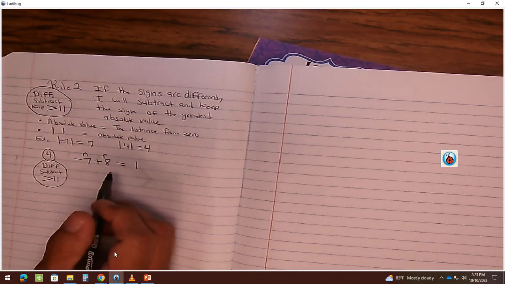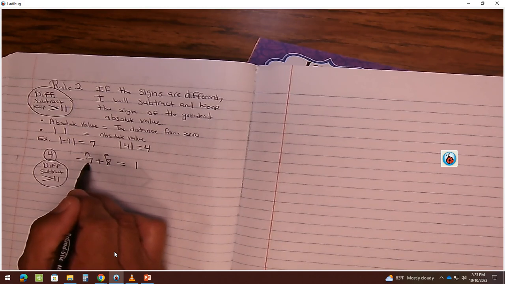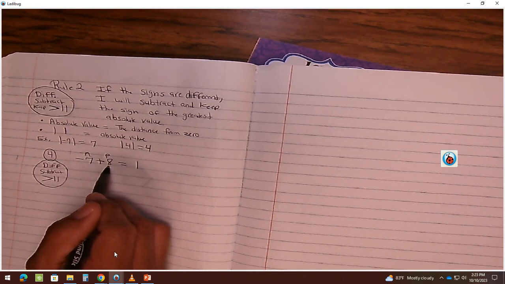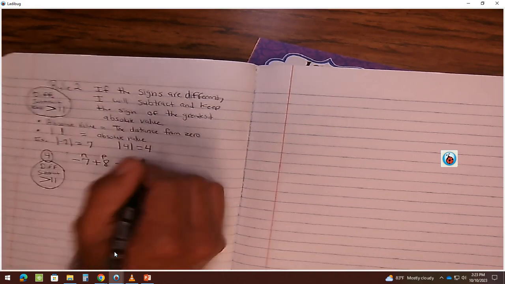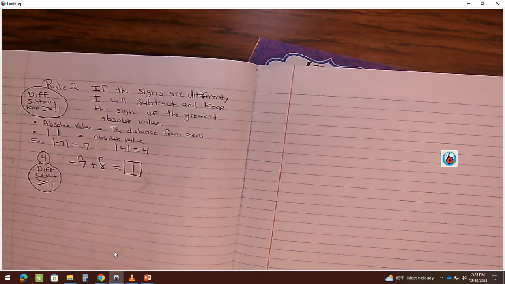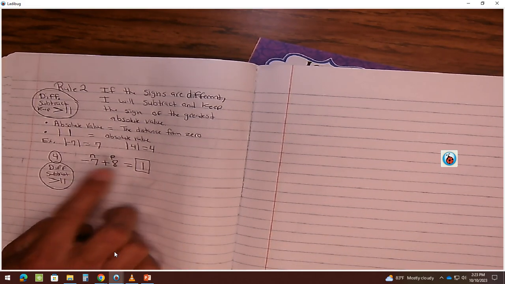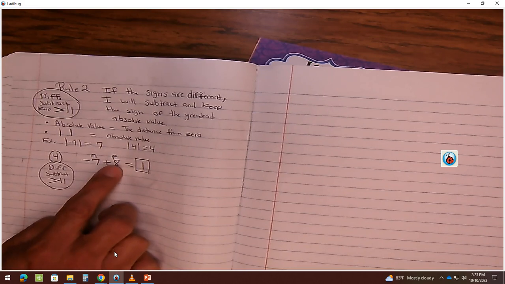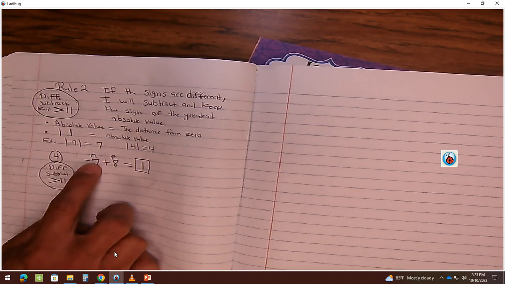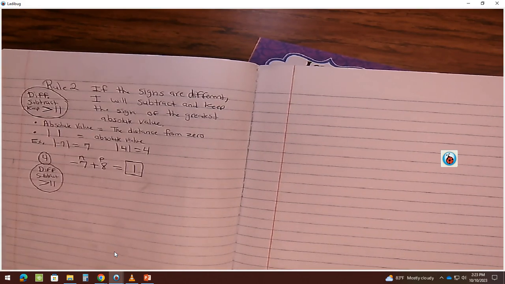Now here first, the absolute value comes. How far is negative 7 from 0? 7. How far is 8 from 0? 8. So 8 has the highest absolute value, so the answer will stay positive. Okay? So again, they were different, negative, positive. That's why we subtracted. That was how we got 1. Who did we keep? The one that has the greatest absolute value. The absolute value of 8 is 8. The absolute value of negative 7 is 7. So 8 has the greatest absolute value, and that's why we keep its sign, positive 1.